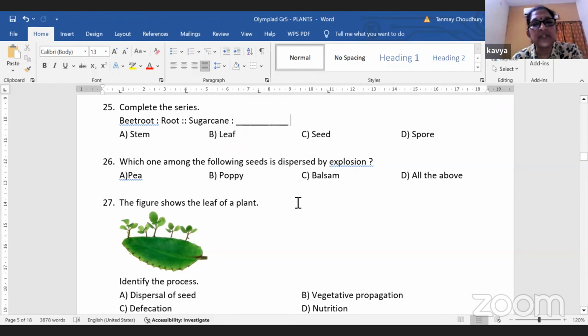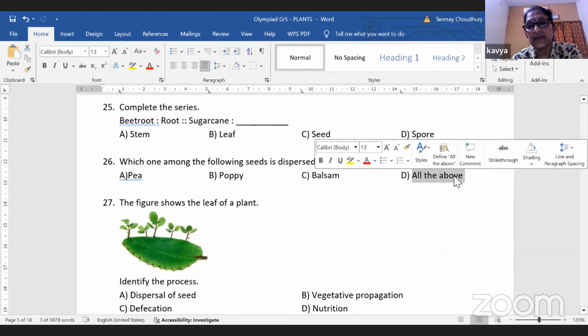Which one of the following seeds is dispersed by explosion? Here, pea, yes. Poppy, yes. Balsam, the Indian balsam, which I think in Odia you called Horgora. Okay, so they are all dispersed by explosion. So the answer will be all of the above, right? So till 25, 26 questions we have done.